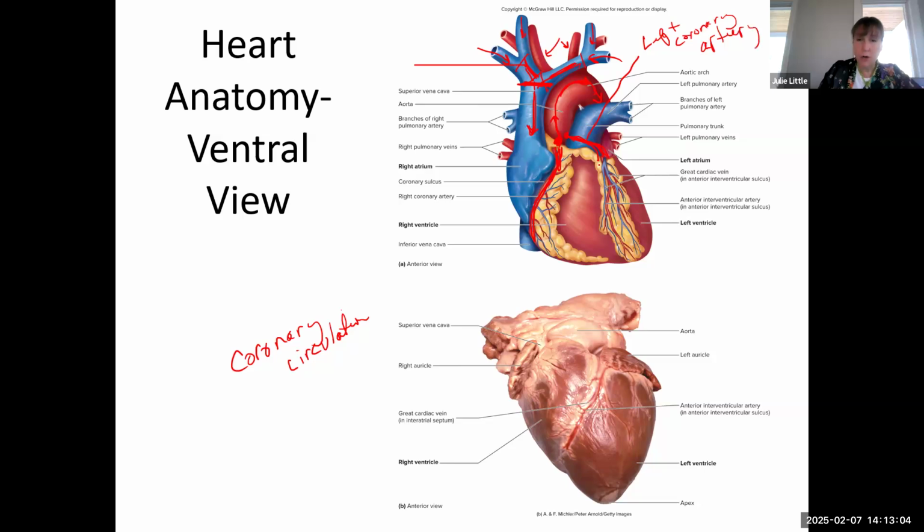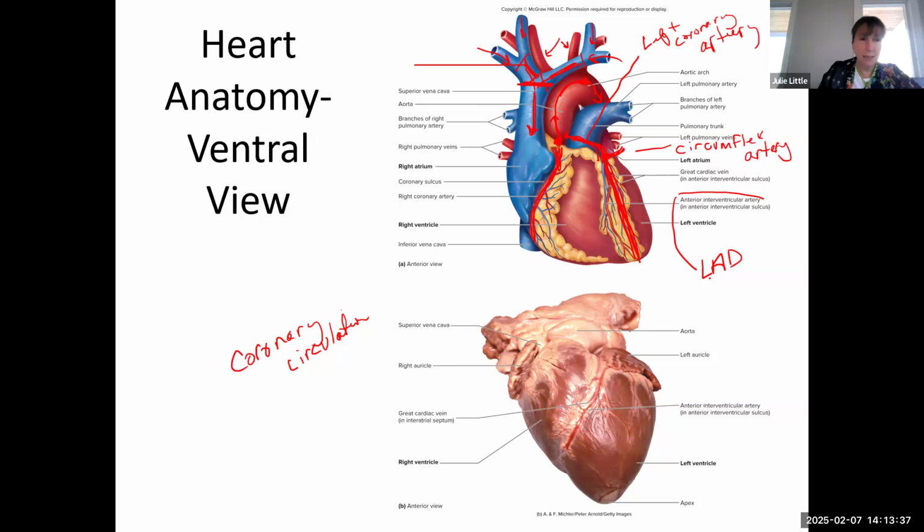And this left coronary artery is going to branch and go around the back of the heart. That branch is going to be called the circumflex artery, and it branches from the left coronary artery into the circumflex. And this artery that goes down, separates our left and right ventricles and pierces into the interventricular septum is the anterior interventricular artery.